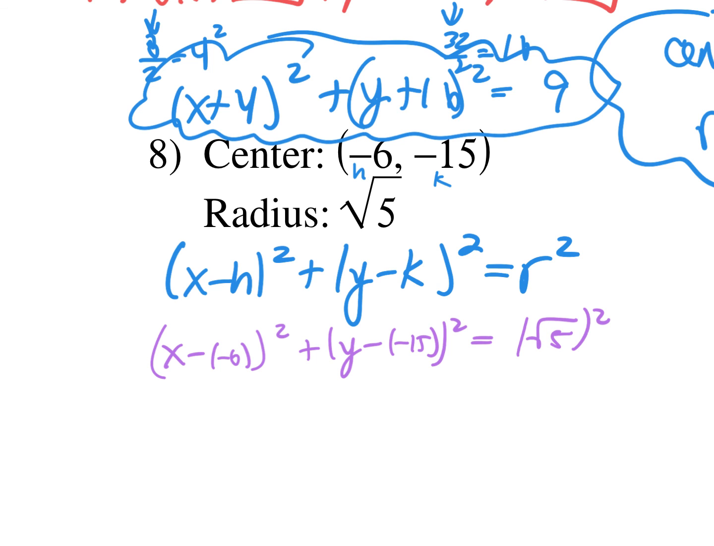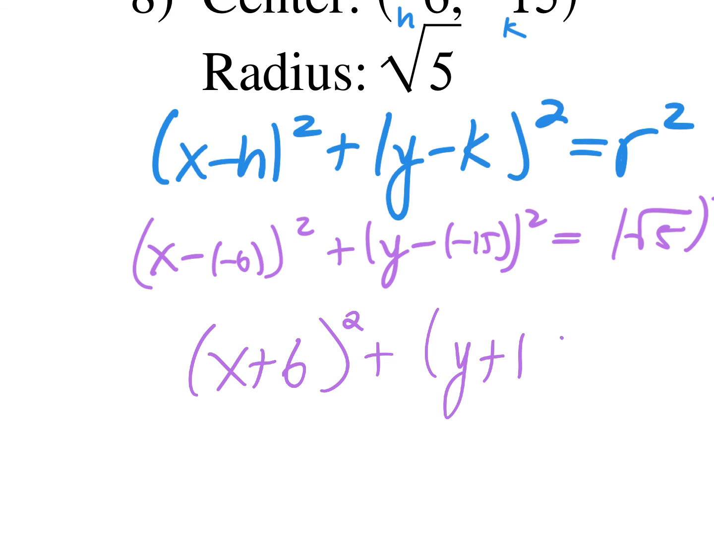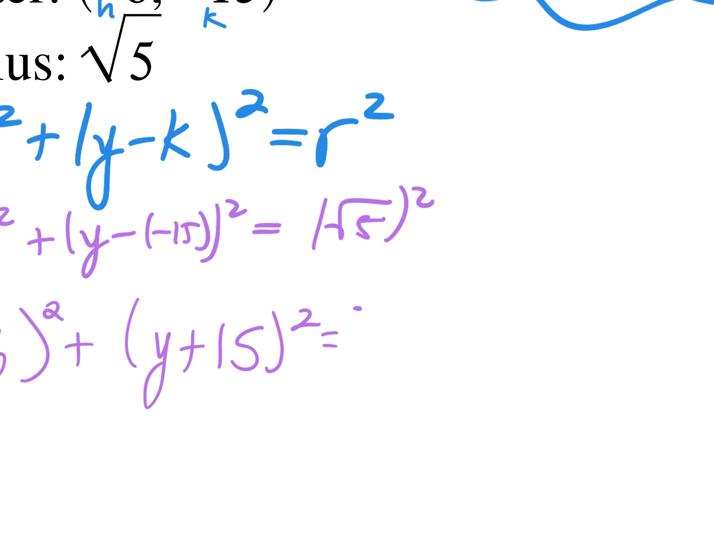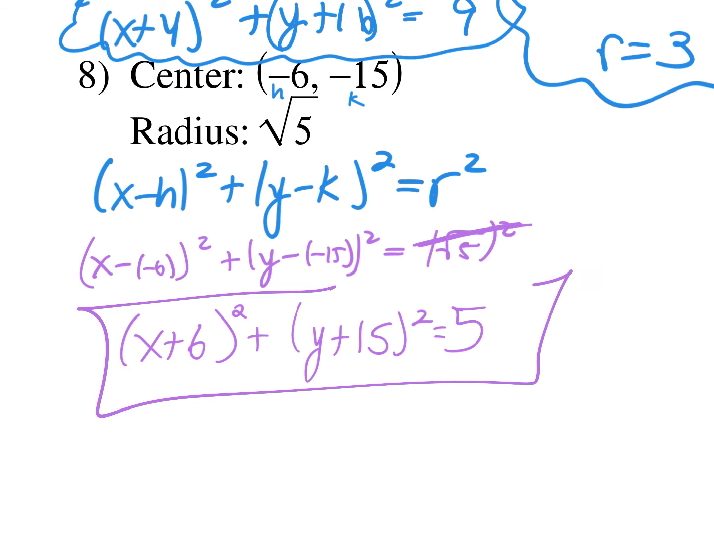And then we can simplify that. What's minus a negative become? So this is x plus 6 squared. Then I have y plus 15 squared. And then when you square a square root, guys, what happens? When you square a square root, what happens here? Just becomes just 5. So there's your equation of your circle.